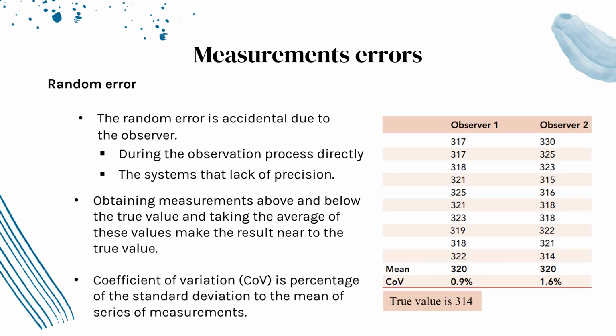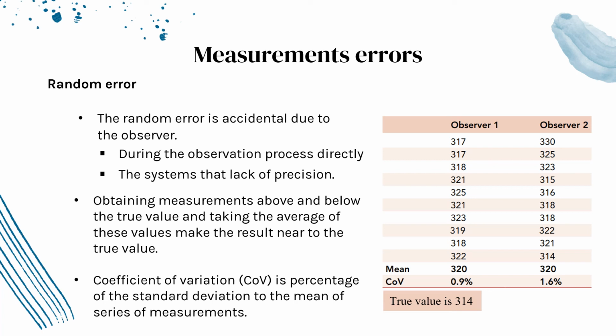Random errors. Naturally, random errors are accidental to the observer, either during the observation process directly or in systems that lack precision. When there is a deviation from the true value, the obtained measurement is not correct. So when several measurements above and below the true value are obtained, taking the average of these values will bring the result near to the true value.